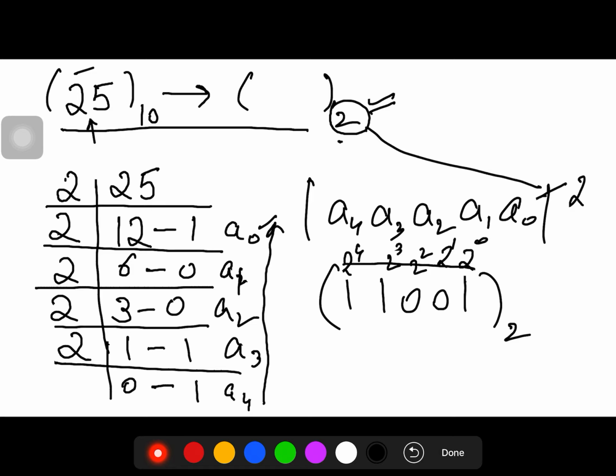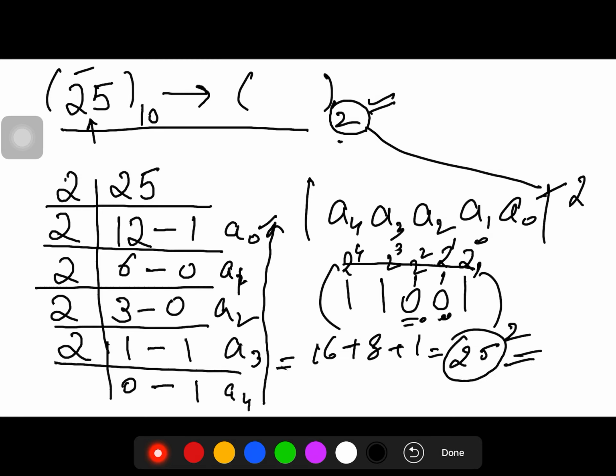2 raised power 0, 2 raised power 1, 2 raised power 2, 2 raised power 3, 2 raised power 4. We will multiply face value with place value to get the answer in decimal. 2 raised power 4 is 16, 2 raised power 3 is 8, then 0 and 0 will produce 0, and then 1 into 2 raised power 0 is 1, which gives 25. From here we get 25, which we are converting in decimal. Now the number is 11001.